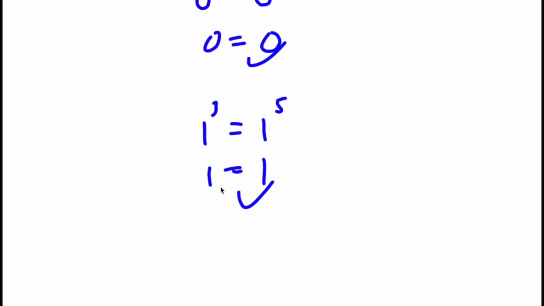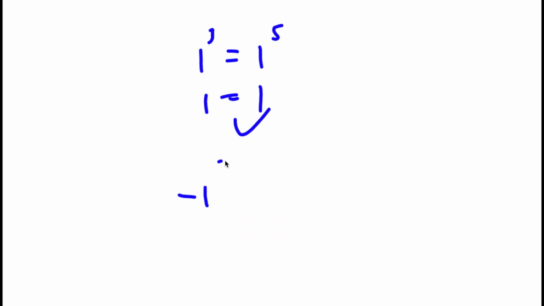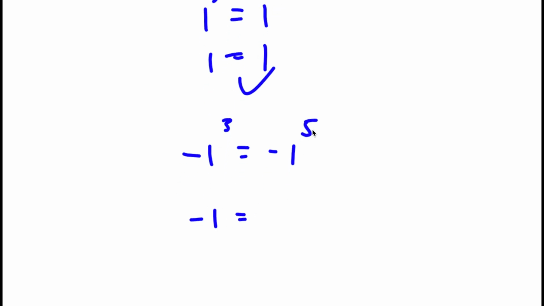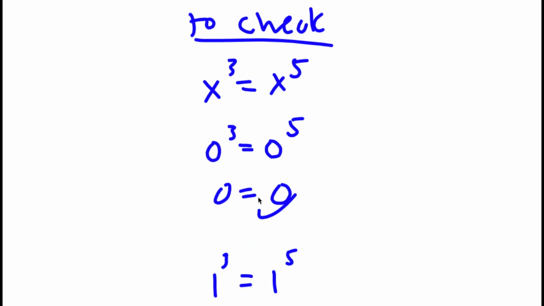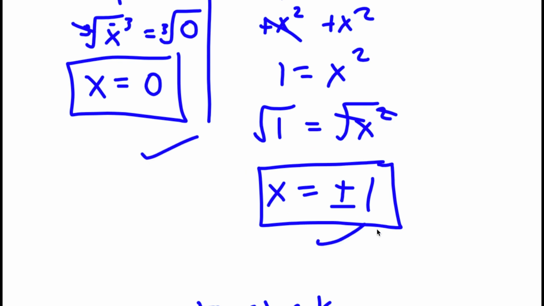so this is right. And finally, if it's negative 1, I have negative 1 to the power of 3 is equal to negative 1 to the power of 5. Negative 1 to the power of 3 is negative 1, negative 1 to the power of 5 is negative 1, so this is right as well. So all three of my solutions are right.